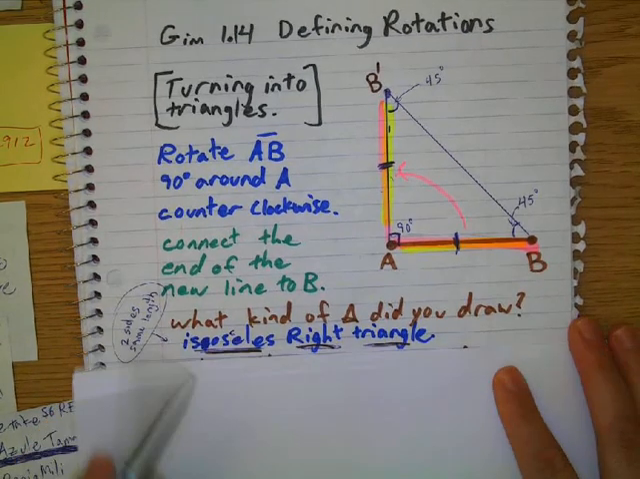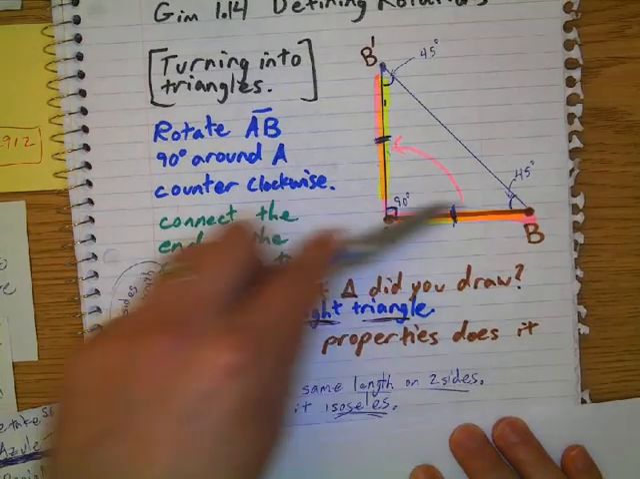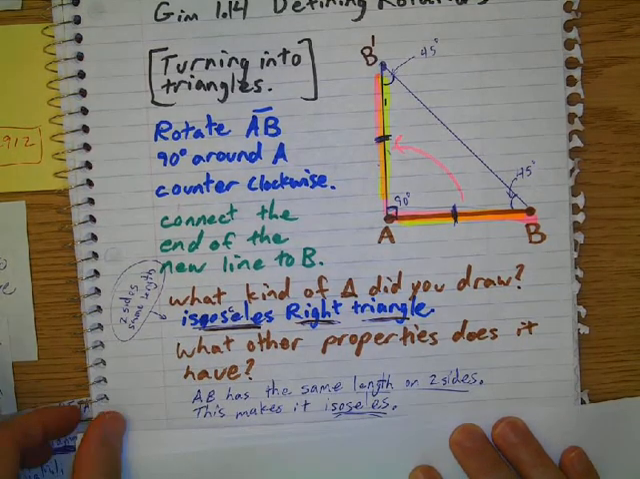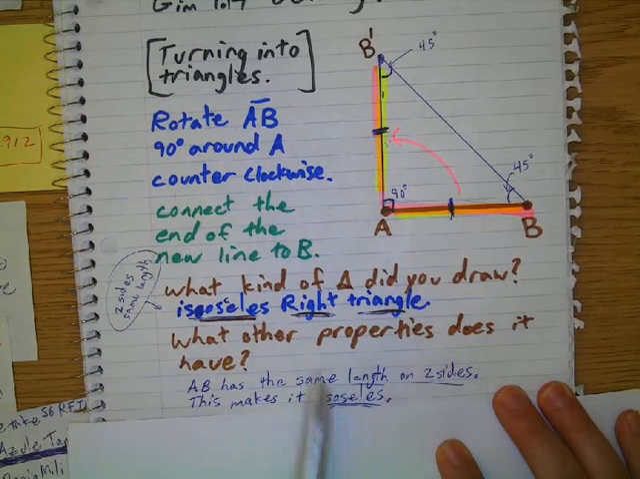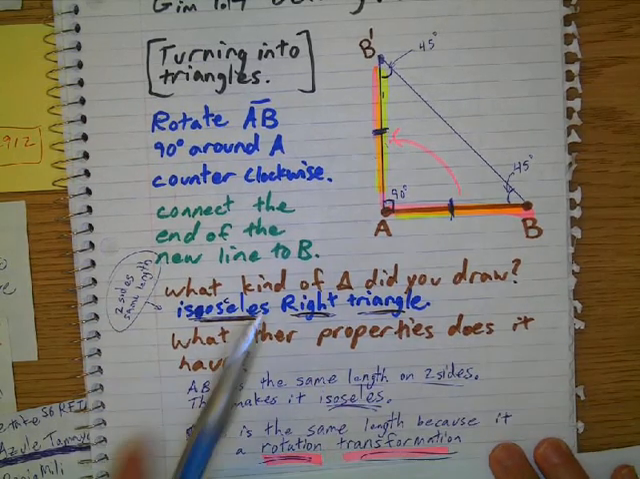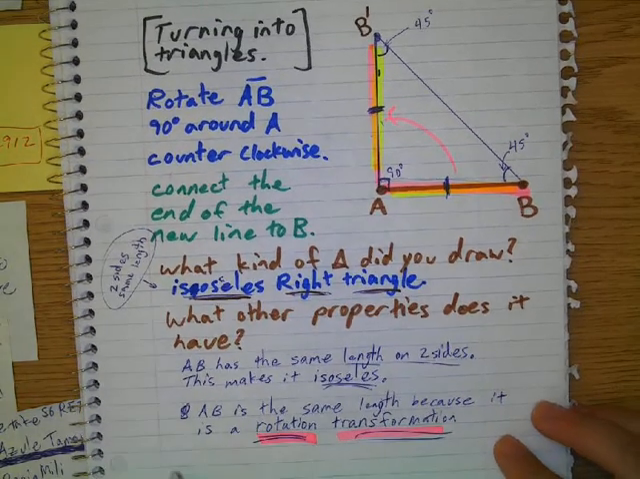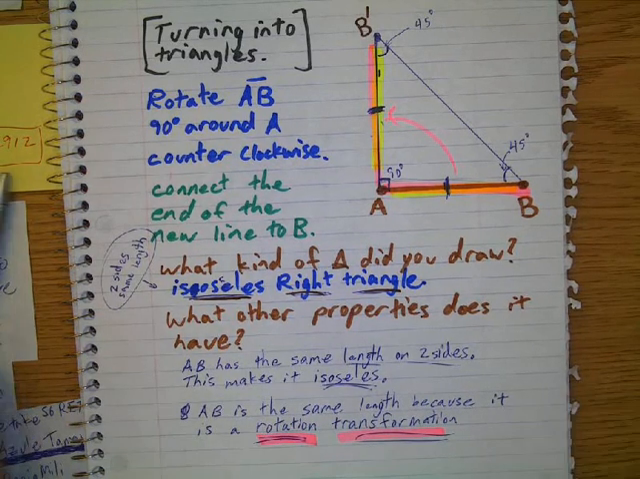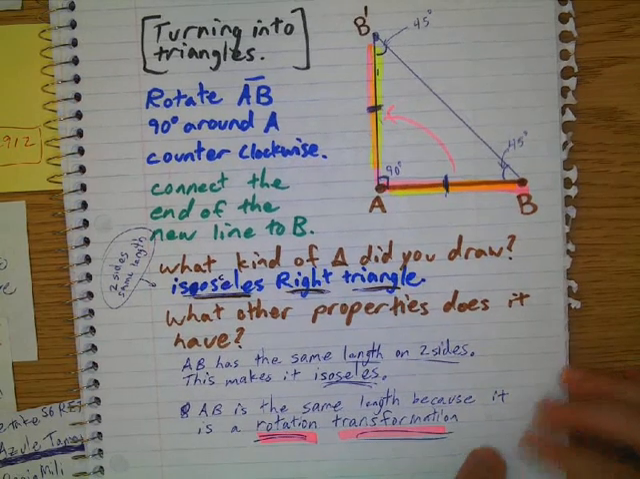What does isosceles mean? It means that two sides are the same length. That is the definition of isosceles. And so we've got two sides the same length, which makes it isosceles, and a right triangle. Okay, and AB is the same length because we did a rotation transformation. Okay, so if you need to look at this some more, you should hit pause and then write some more.